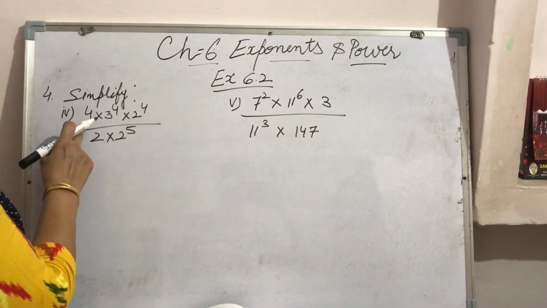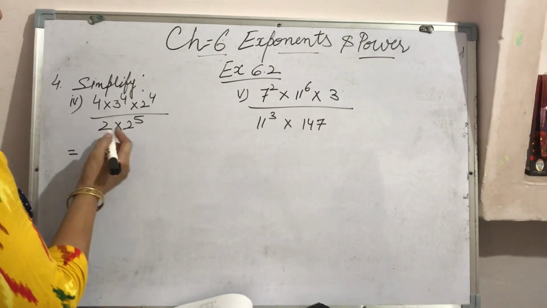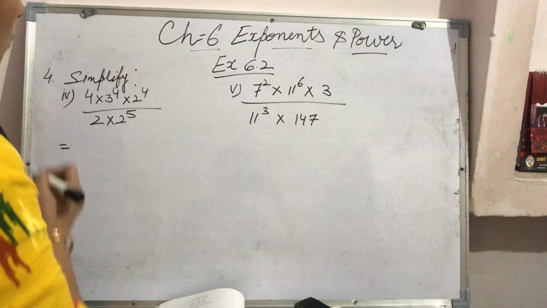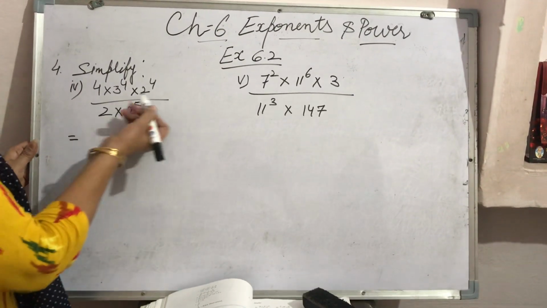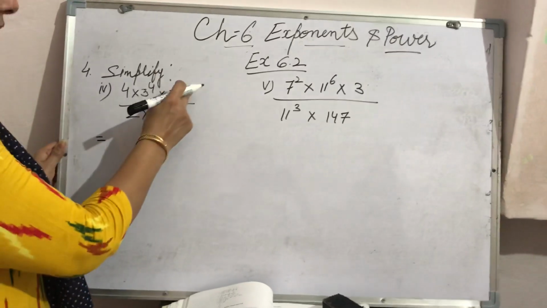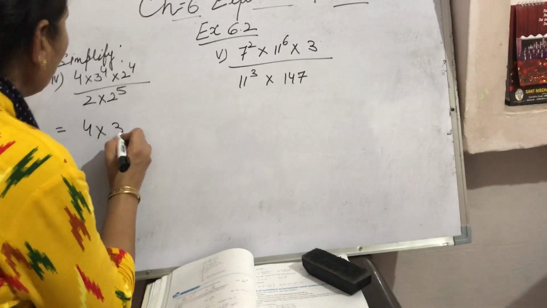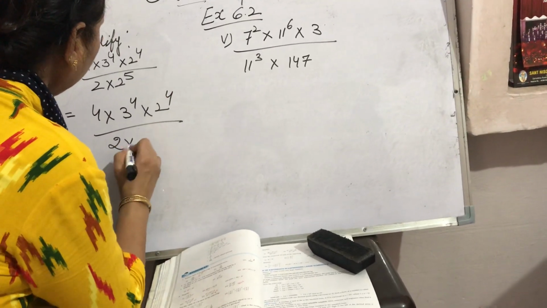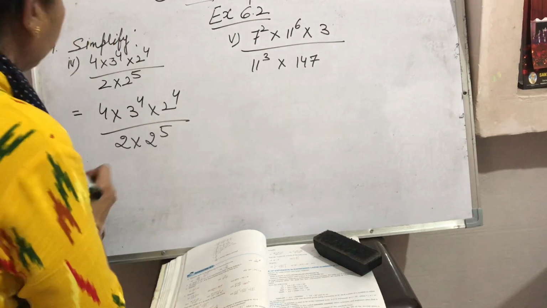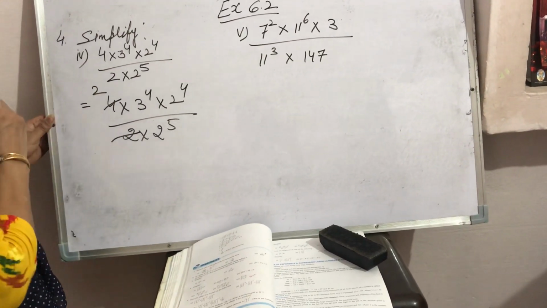So first is 4 into 3 raised to power 4 multiplied by 2 raised to power 4, upon 2 into 2 raised to power 5. This is a simple statement. We can reduce it. This 2 to the 4, we can reduce it.